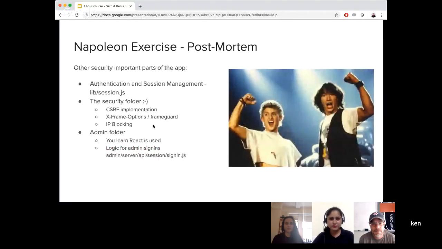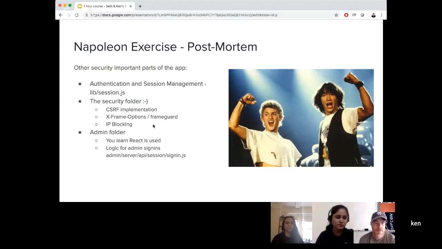The one thing we don't necessarily see people always finding in that exercise is that there is that security folder, but there's also this lib session.js file, which is pretty awesome because it literally details their entire authentication schema and how they handle sessions in one place. We don't really have the time to talk about it today, but there are some interesting things in that file. And by the way, all this code's open source, so you can download it at any time.